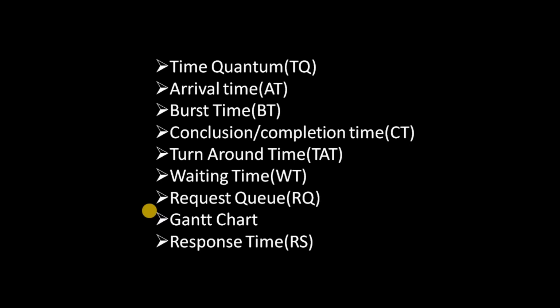One of these is time quantum. What is time quantum? Time quantum is the limitation of a single process can run at once. Arrival time, burst time, completion time, turnaround time, waiting time, request queue, Gantt chart and response times. It all will be included in the example. Actually, we have to calculate them.